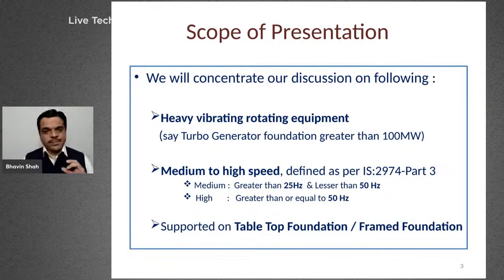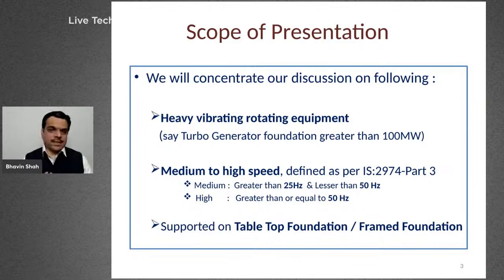As you may know, in IS 2974 there are several parts. Out of that, IS 2974 Part 3 is applicable to this kind of equipment, which we have just narrated in this document. And one more thing, we will be talking about the tabletop foundation, or let's say the framed foundation, in this entire talk.